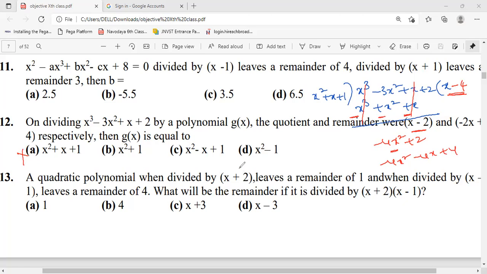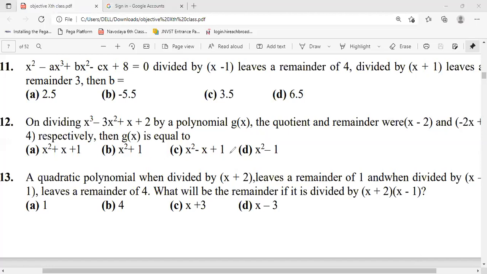In 2 steps you will get our answer. Remaining options you check once, you will get the answer in 2 steps only.